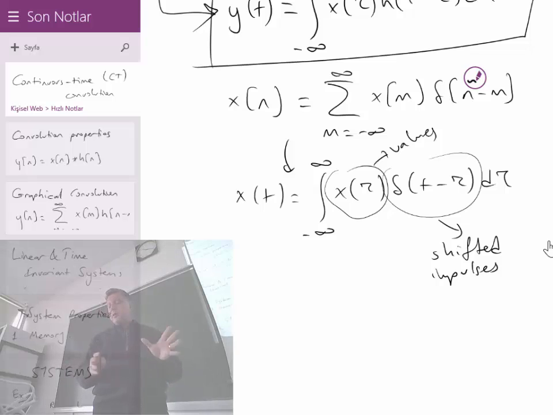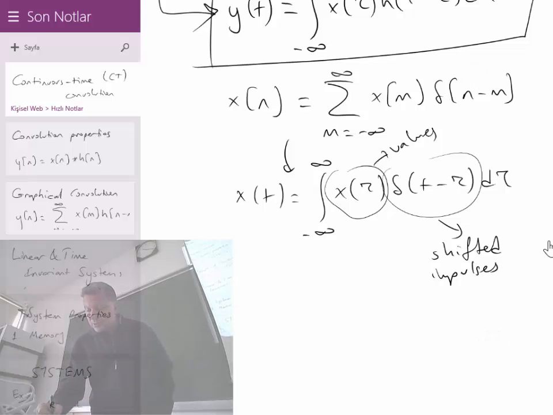So this is also a combination of shifted and scaled impulses. It's a combination of impulses. Those impulses were arrows, you remember that? You have a lot of such arrows everywhere, infinitely close to each other, and then you integrate. You combine all those impulses somehow. So this is your convolution integral. Then x of t is equal to the integral of x of tau delta t minus tau.